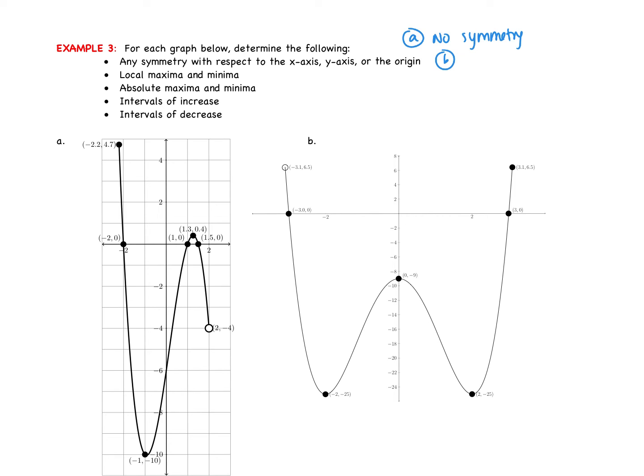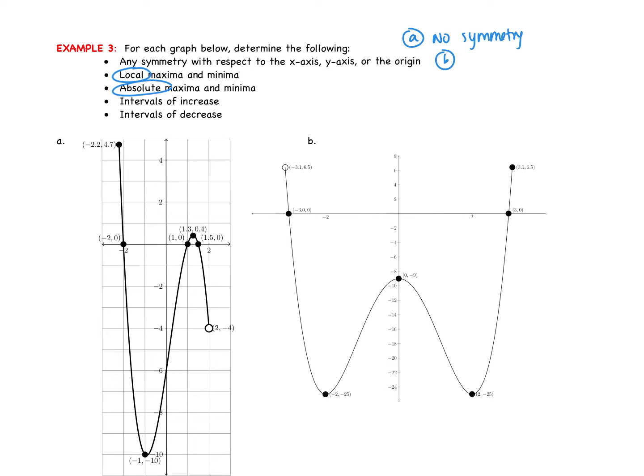Okay. Then you are asked for maxima and minima. Now what I want you to notice is in the 2 bullet points, there are some differences. There are local and there are absolute maxima and minima. Here's what that means. A maximum is a high point on the graph. Any high points that you see. So in our graph, there are 2 high points. There's one right here and there's one right there.